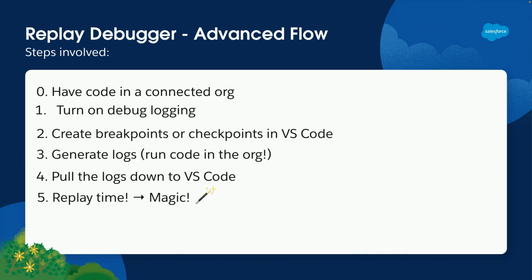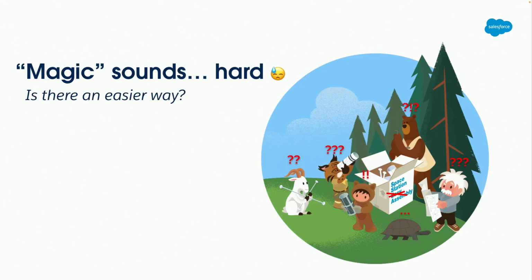You need to generate the logs by either running your test or exercising your component or your trigger. Then you need to pull the log that you generated down to your local machine, and then you can replay it and launch it in the debugger. It's just like magic. Really? That sounds hard. Is there an easier way?